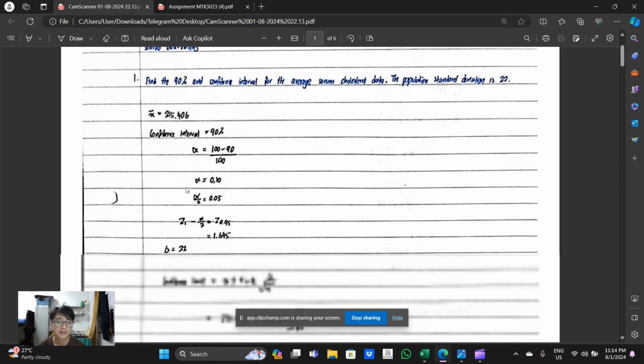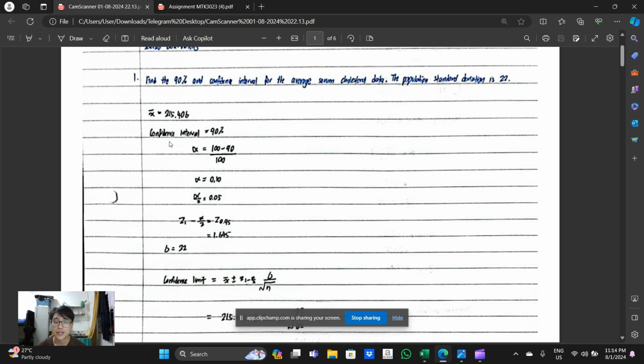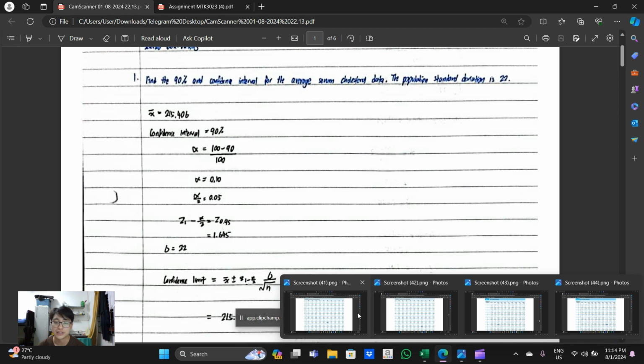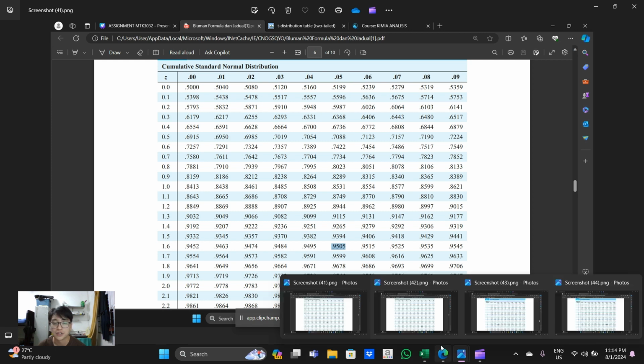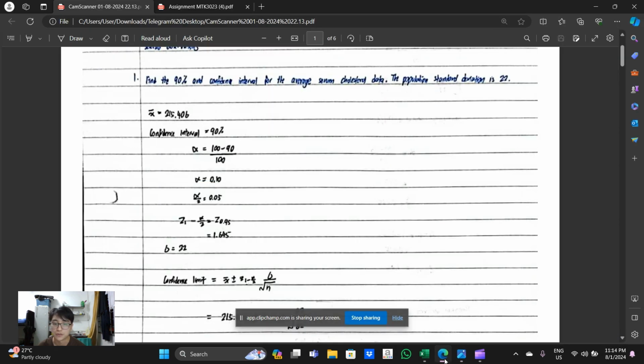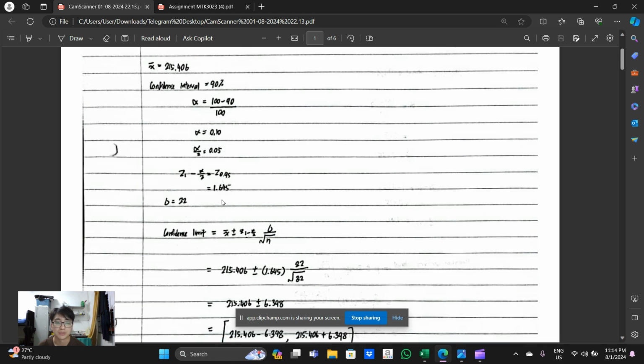I submit it into here, and before that we find the z-score for the confidence interval, where the confidence interval is 90%, so alpha is equal to 100 minus 90, divided by 100. The alpha we got is 0.10, and divided by 2 equals 0.05. In order to find the z-score, we use 1 minus 0.05, so we get 0.95. From this cumulative standard normal distribution table, we can see that 0.95 is stated to have 1.6 and 5, 0.05. So the value is 1.65, but here we put it as 1.645.